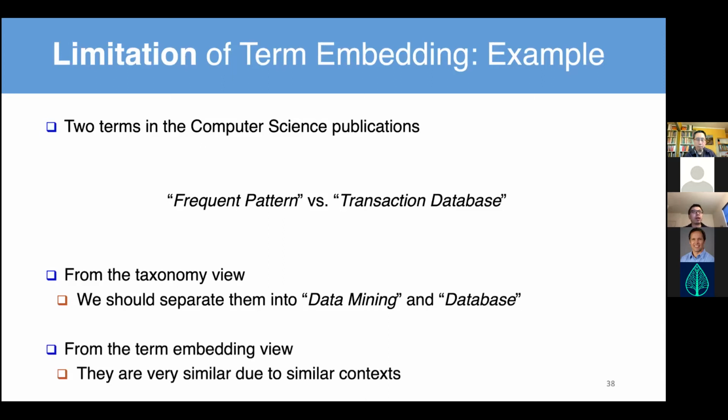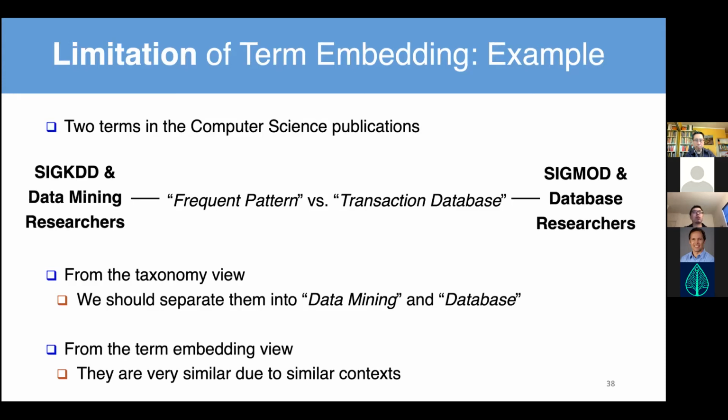But from the word embedding, term embedding perspective, the embeddings of these terms are decided based on the context. If the contexts are similar, these embeddings will be similar. So for frequent pattern and transaction database, the embeddings will be very similar to each other. So that's something we don't want to see, right? We want to make sure we can separate them into different places.